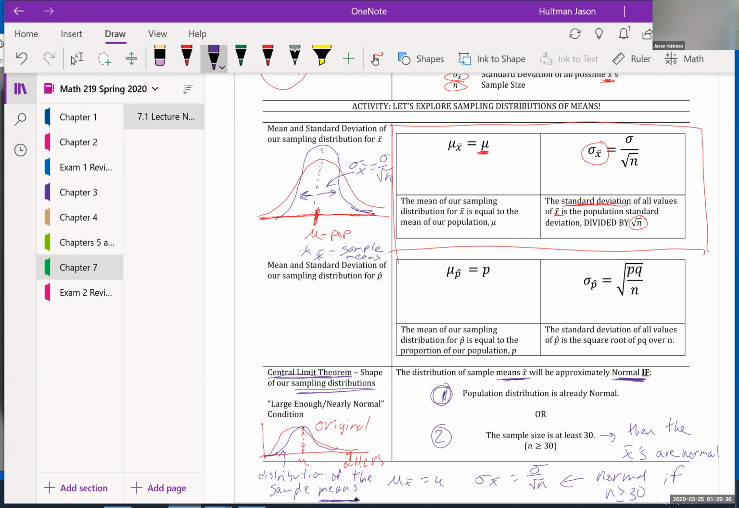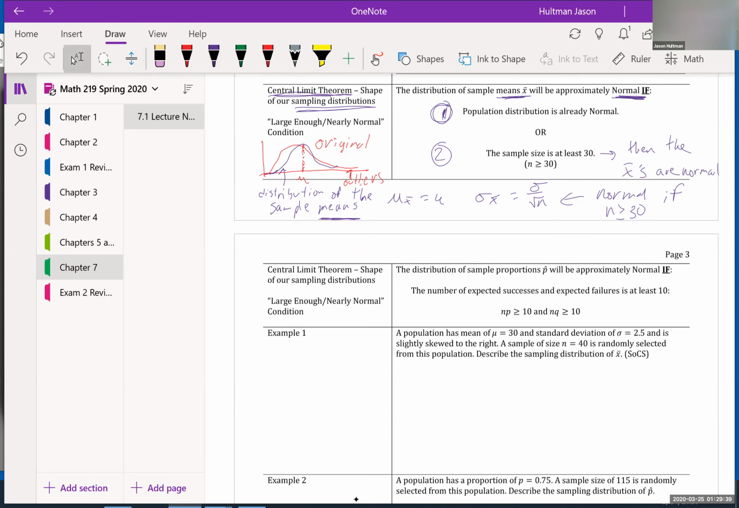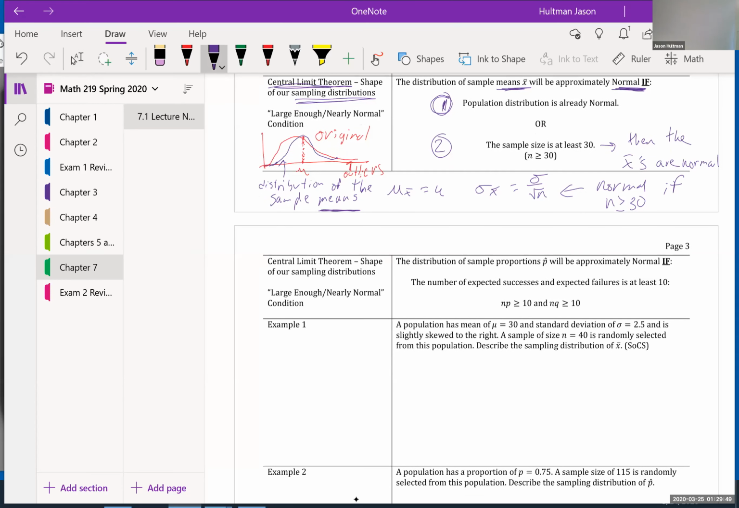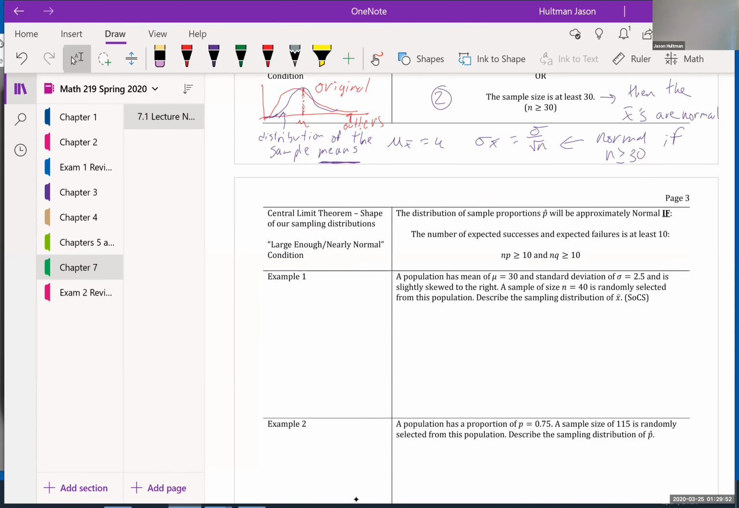Okay, so let's see how this works in practice. I'm going to skip the next one. We'll come back to proportions. I don't want to confuse means and proportions right now. Skip the next thing about proportions. Okay, let's go to example 1.